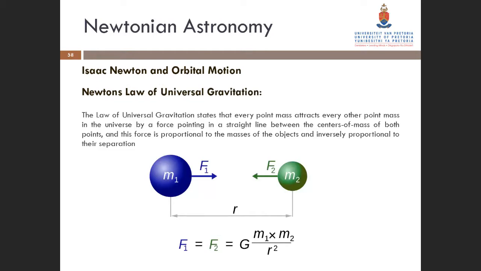the law of universal gravitation states that every point mass attracts every other point mass in the universe by a force pointing in a straight line between the centers of mass of both points. And this force is proportional to the masses of the objects and inversely proportional to their separation. So here we have force 1 equals force 2. So here we have the gravitational constant, mass 1 times mass 2 over r squared.